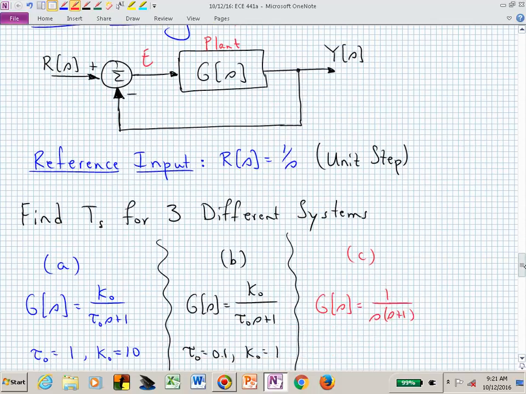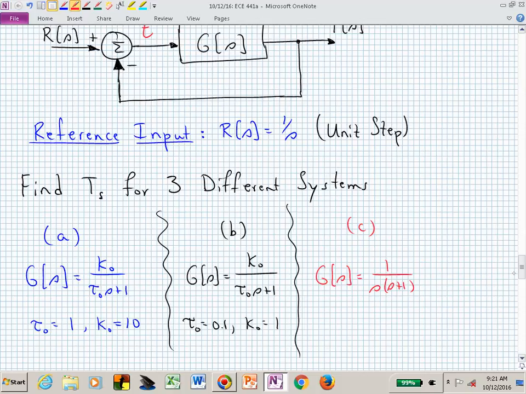In the open loop, what would the settling time of plant A have been? If we disconnected the feedback, what would the settling time be, the 2% settling time? How many time constants is the 2% settling time? 4. What's tau? In case A, it's 1, so what's the settling time? 4. But we're going to calculate it to be much quicker than that because we've now sped up the system with feedback.